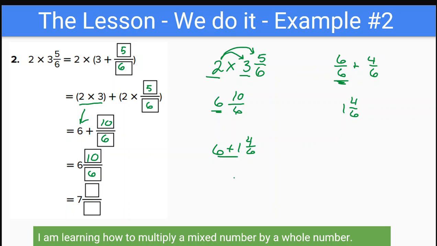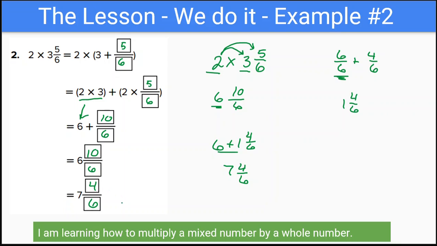So here we have our 6 plus 10/6, which is really 1 and 4/6. Okay, 6 plus 1, that's 7. And here's 4/6, we're going to make that 4/6. So the answer is 7 and 4/6. Kids, you're learning how to multiply a mixed number and a whole number.